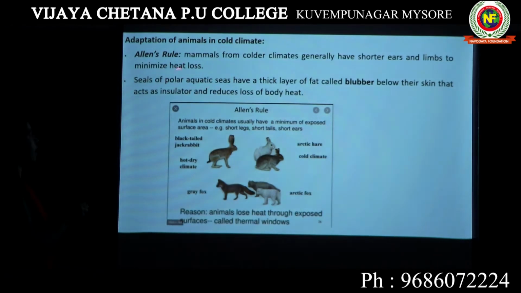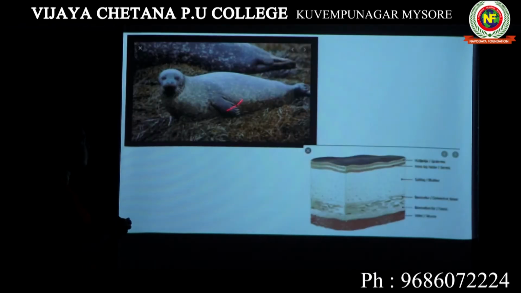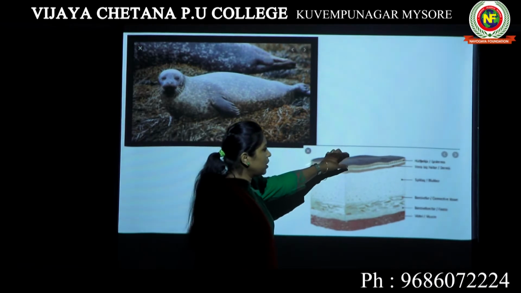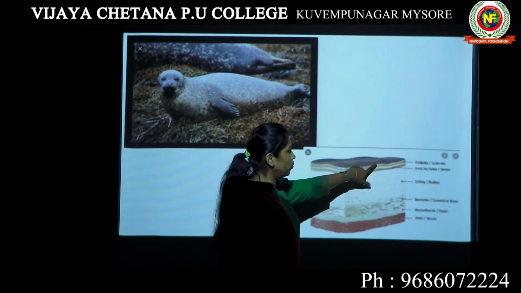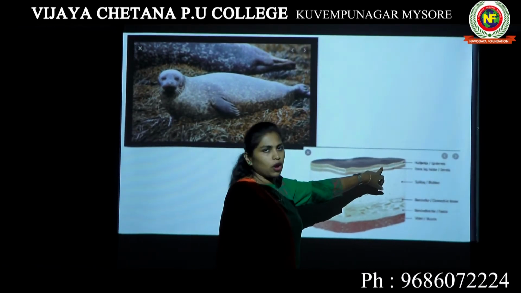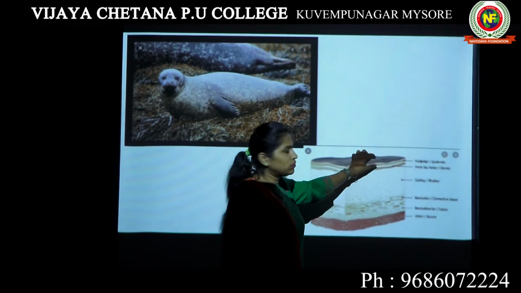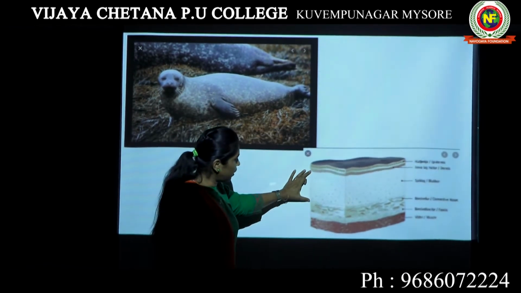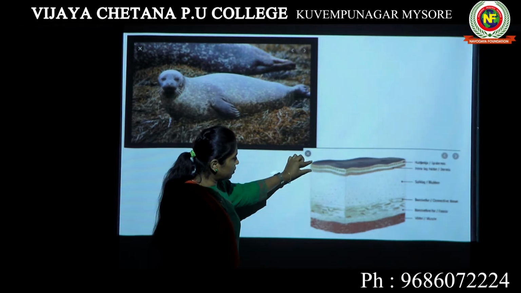Seals of polar aquatic seas have a thick layer of fat called blubber below their skin that acts as an insulator and reduces loss of body heat. This is the seal, I have already shown the picture. If you look at the cross section of their skin, this is the outermost layer, which you all know is known as the epidermis. Just below the epidermis, we have one more layer of skin known as the dermis. Just below that, there is a thick layer of fat from here till here.